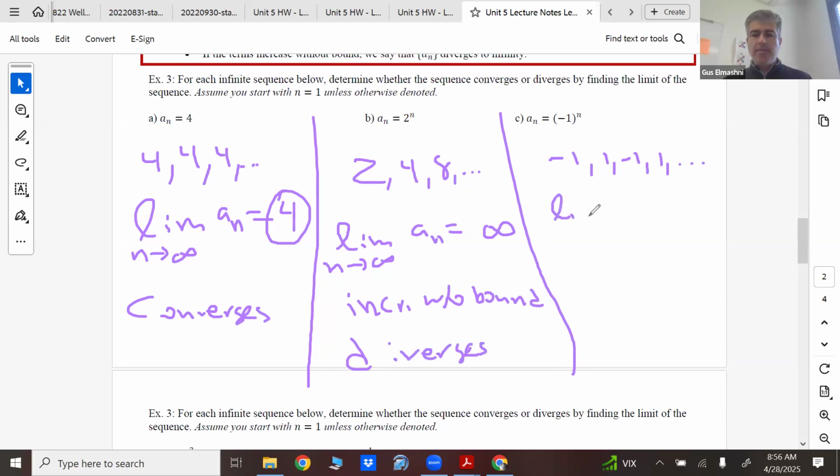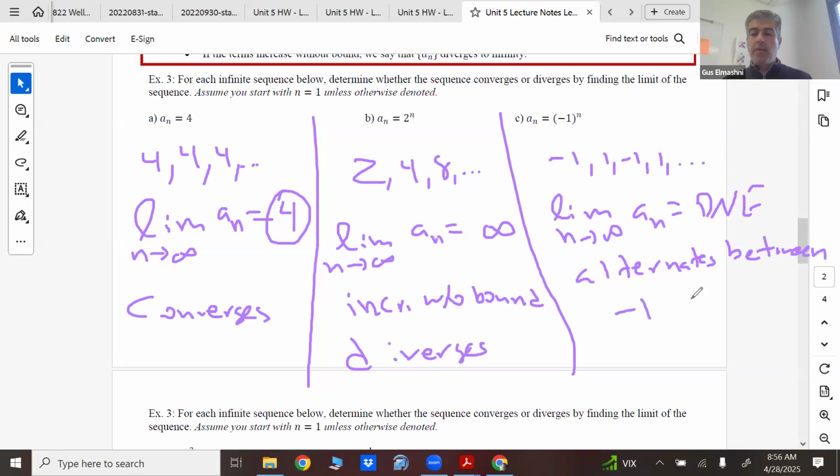And this one here, if I take that limit, it does not exist, because it alternates between -1 and 1. So we also say this diverges, because the odd and even terms march to their own beat, right?